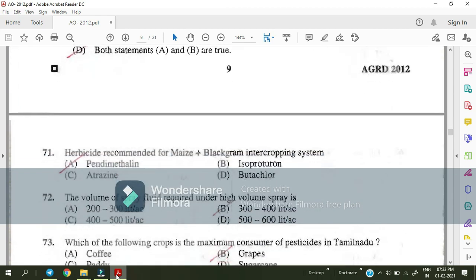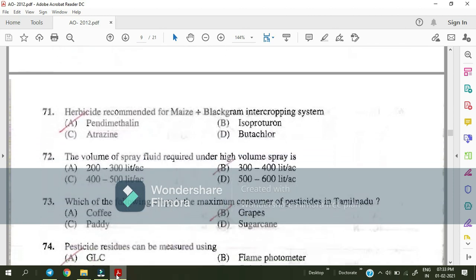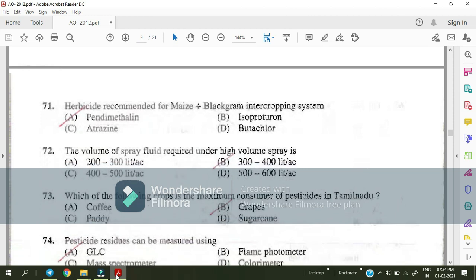71st question, herbicide recommended for maize, black gram intercropping system, pendimethalin. Atrazine can be recommended as a pre-emergent herbicide for maize alone cropping system. Isoproturon is for Phalaris minor in wheat. 72nd question, the volume of spray fluid used under high volume spray, option B, 300 to 400 liters per acre.